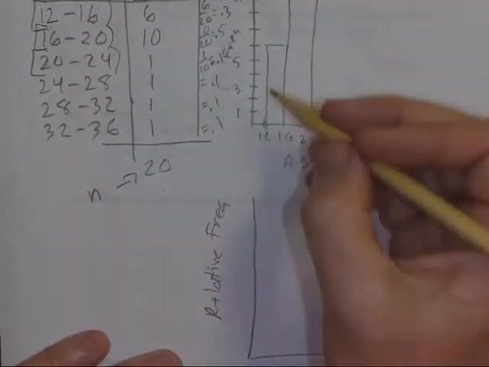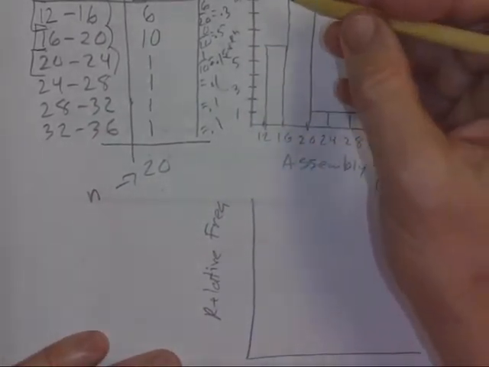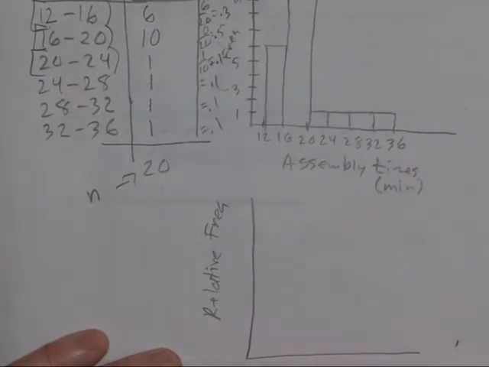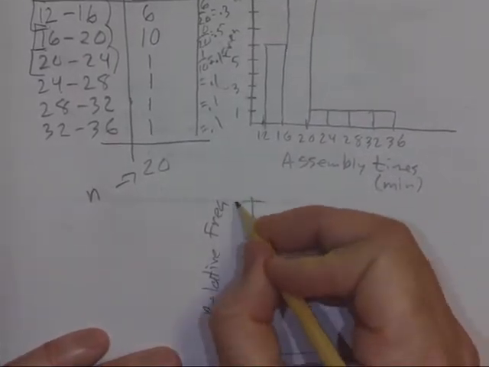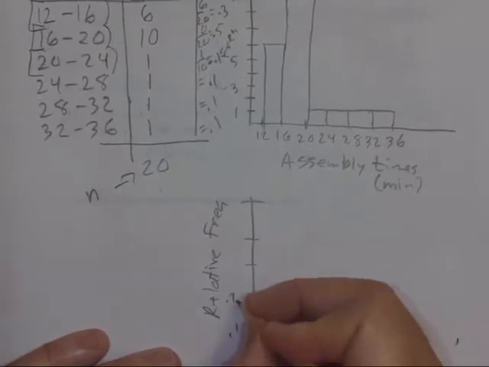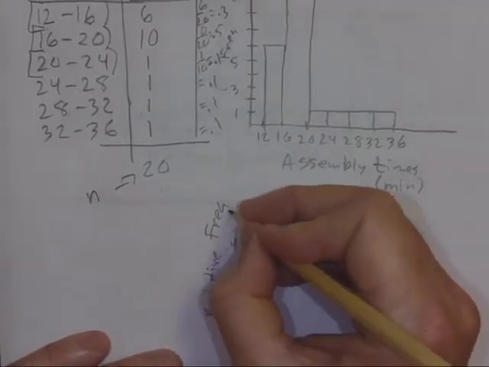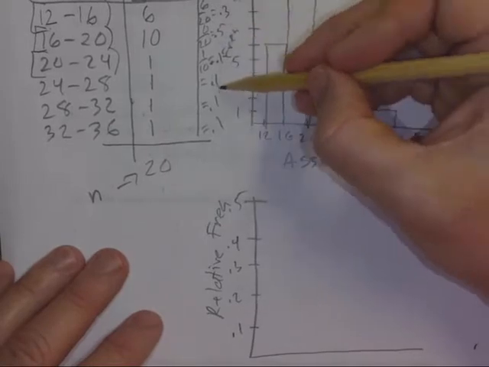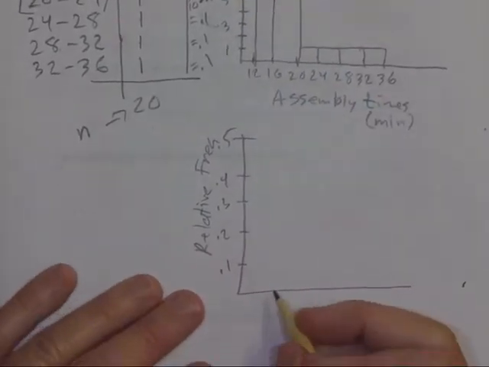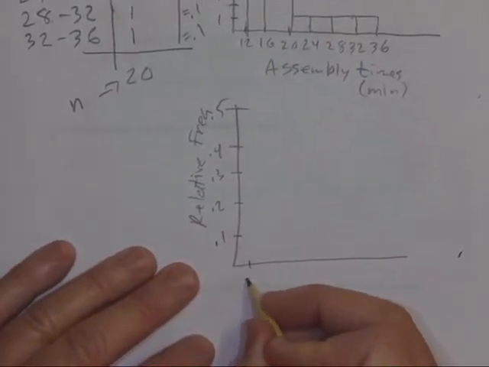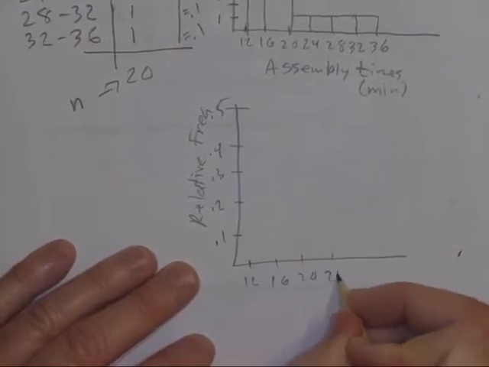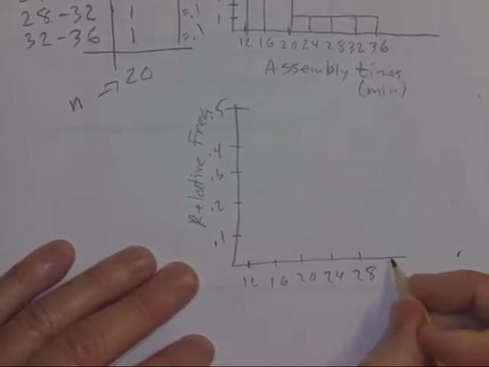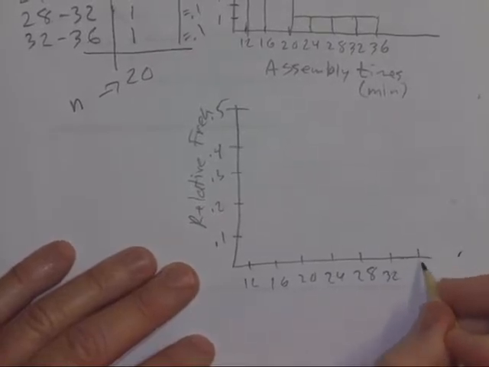To make it look exactly the same in regards to our scaling, it's going up to 0.5. So if I go 0.1, 0.2, 0.3, 0.4, 0.5, I just went up to 0.5 because that's my biggest of my relative frequencies. And then once again, 12 and 16, and 20 and 24, and 28, and 32, and 36.